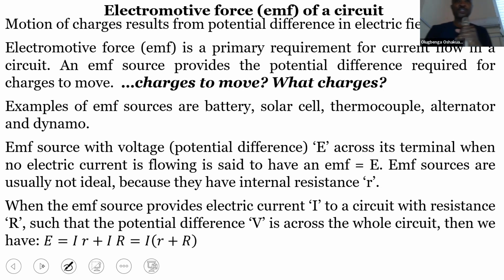So motion of charges results from potential difference in the field. Like I said, in the battery, the terminals give us potential difference. We have a positive terminal at the higher potential and a negative terminal at a lower potential that permits current to flow around the circuit. So for current to flow, there must be potential difference.